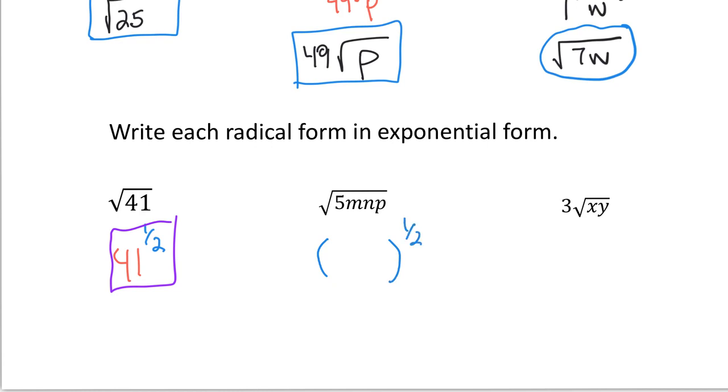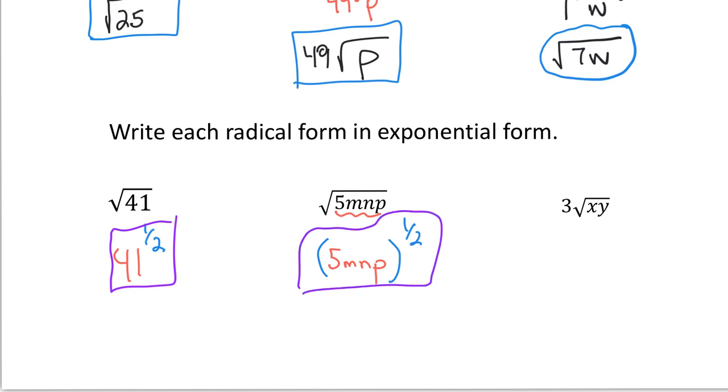So the 1/2 means the square root. And everything inside of the radical is going to go inside of the parentheses. So that means that everything is raised to the 1/2 power. The 5 will have the 1/2 power, m 1/2, n 1/2, p 1/2. And everything, since it has a 1/2, it needs to be inside of the radical. So that is my exponential form.